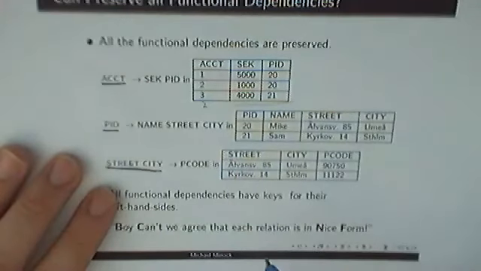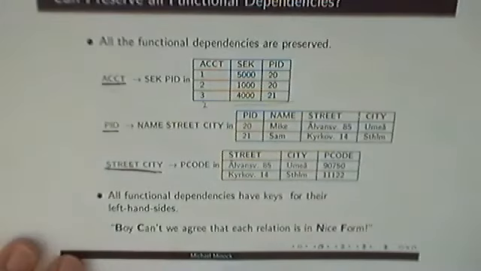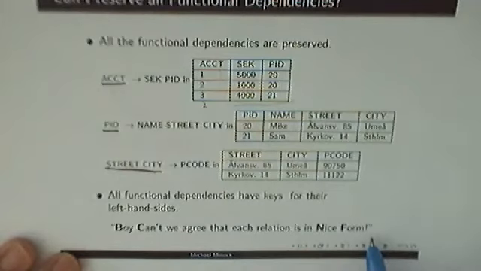Right? Okay, so these seem to be some really good properties. First of all, it was lossless. It handled these insertion, update, and deletion anomalies. And now we can enforce all the functional dependencies, and moreover, we can enforce them with primary keys. Right? Okay. So this is kind of corny here, but boy, can't we agree that each relation is in a nice form?